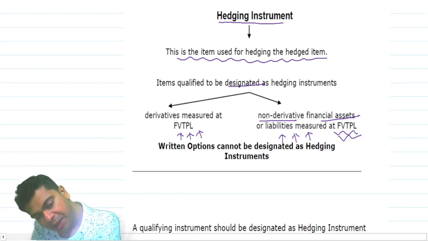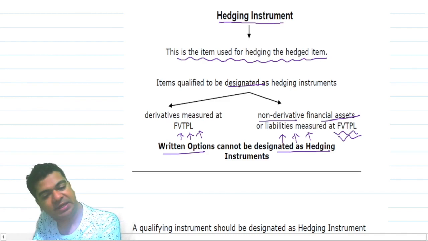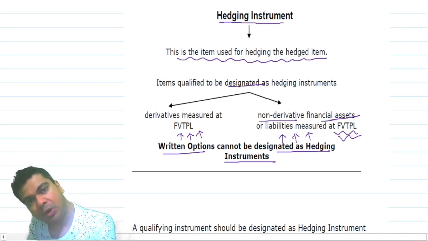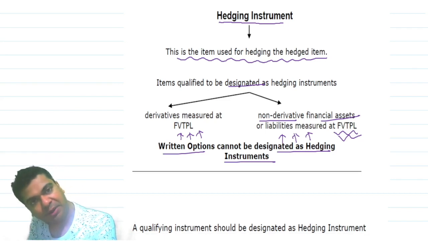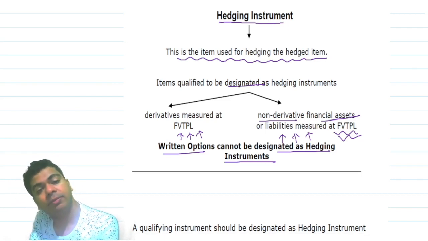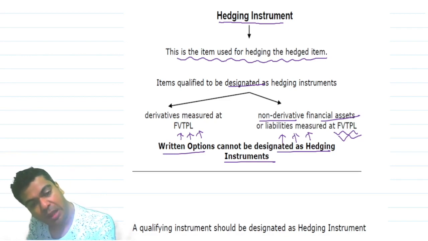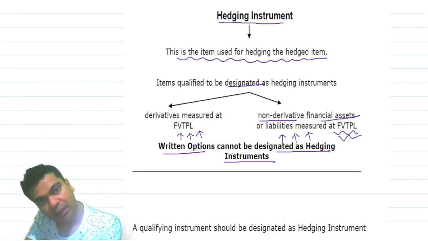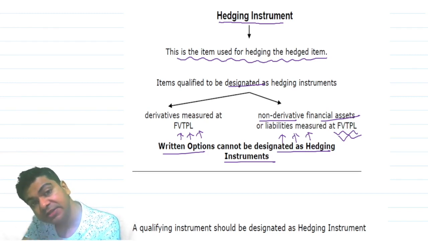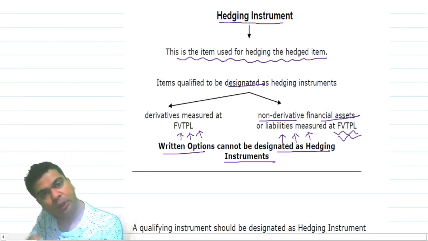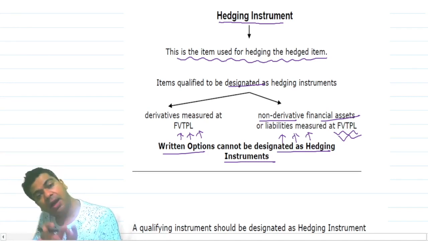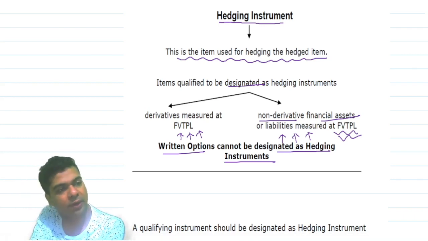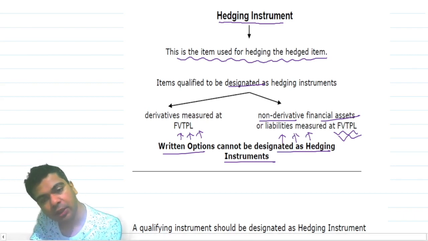One more thing. Written options cannot be designated as hedging instruments. Remember, when you are writing an options contract, you are taking risk. And because you are taking a risk, it cannot be used as a hedging instrument. On the contrary, options written will turn out to be hedged items. These are items for which there is a risk, and hence, as a risk management tool, you will then designate a hedging instrument. So options that you have written, you cannot consider them as hedging instruments.